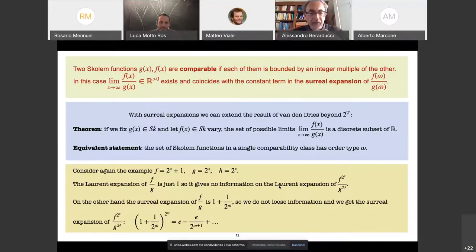Of course, I'm a bit cheating. You need to do some complicated induction hypothesis to prove this discreteness phenomenon on the limits, because the induction hypothesis must be much stronger. The proofs are by induction on the formation of Skolem functions, but as the induction hypothesis, you cannot really take the fact that the limits are discrete. You need something much stronger, which involves the structure of the whole expansion, not only the constant term. And this is why it works, because in this language, we have the correct tool to do the correct inductive hypothesis.